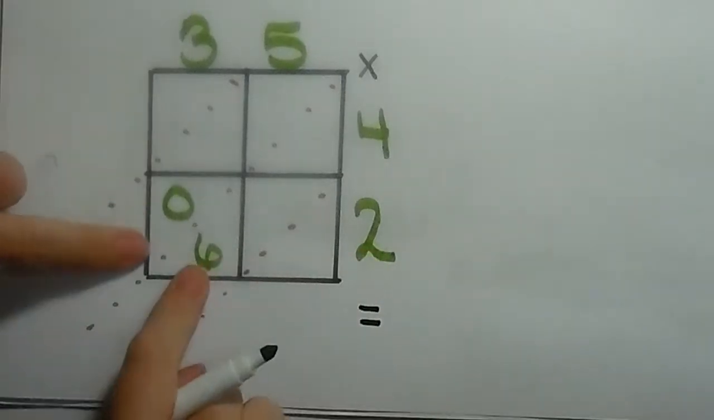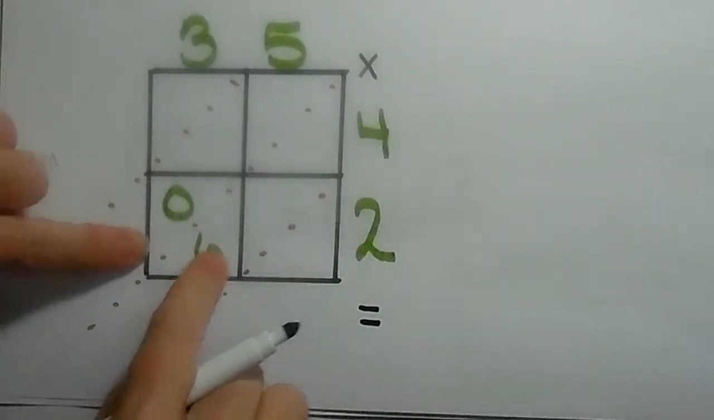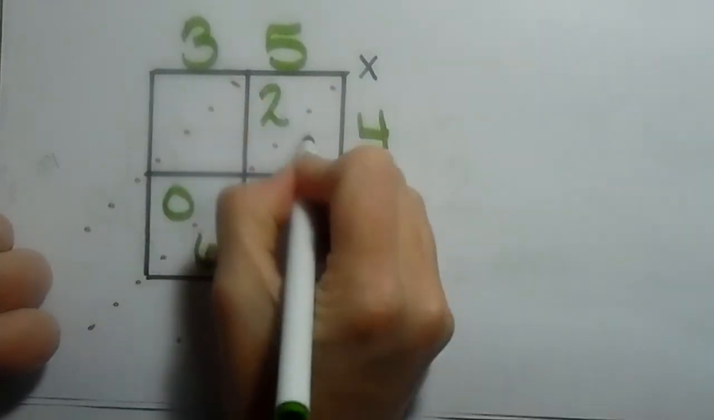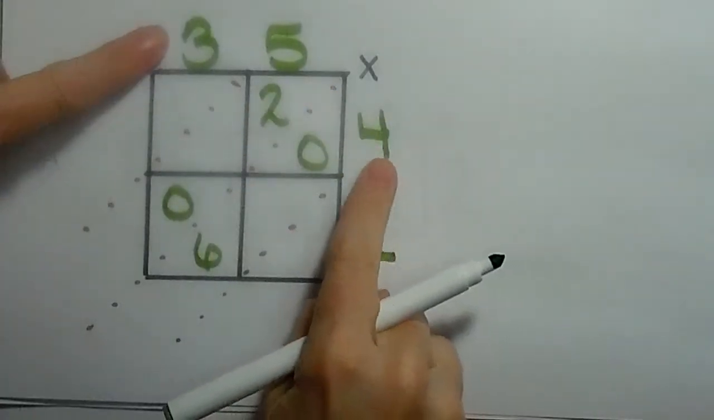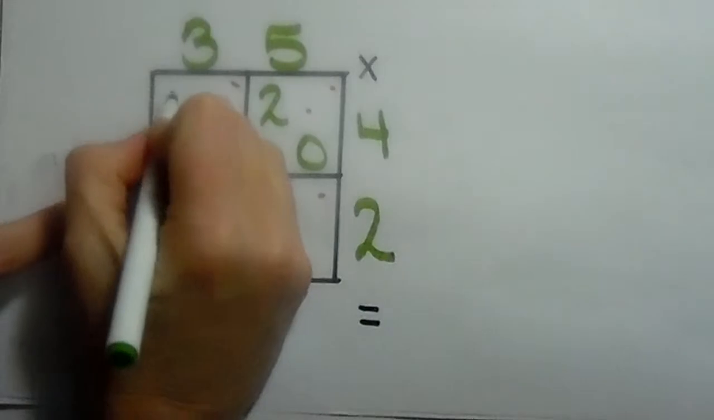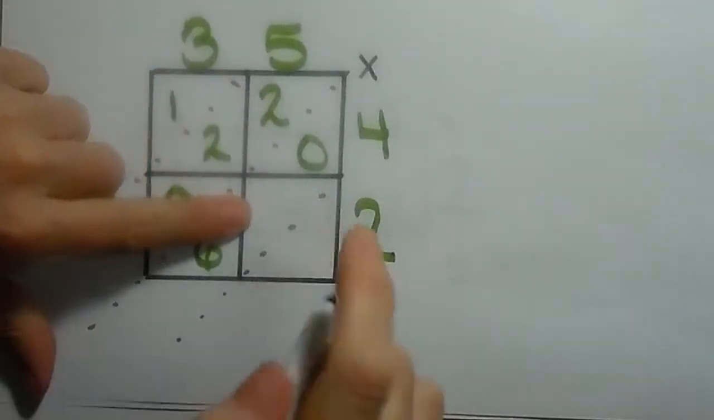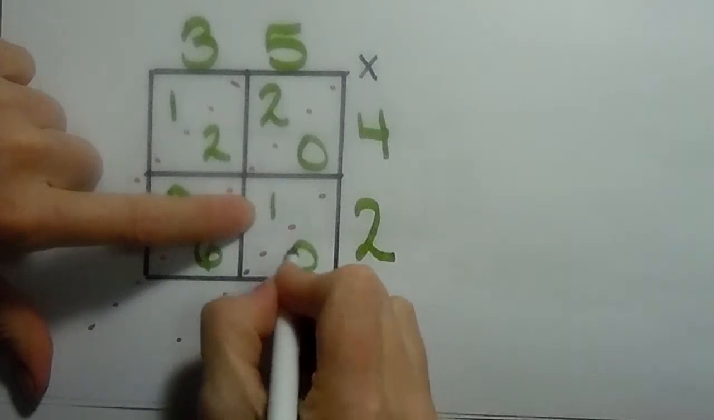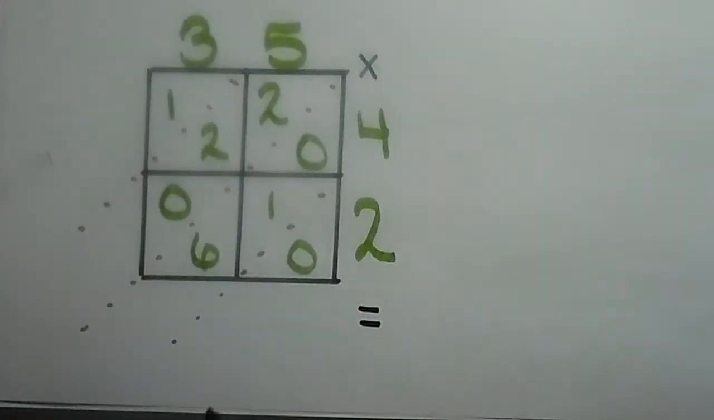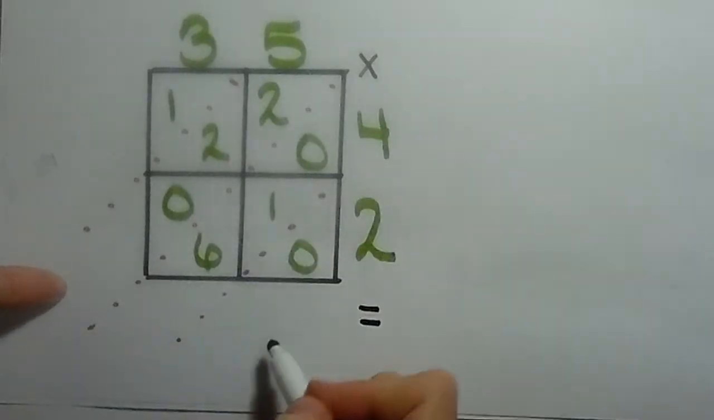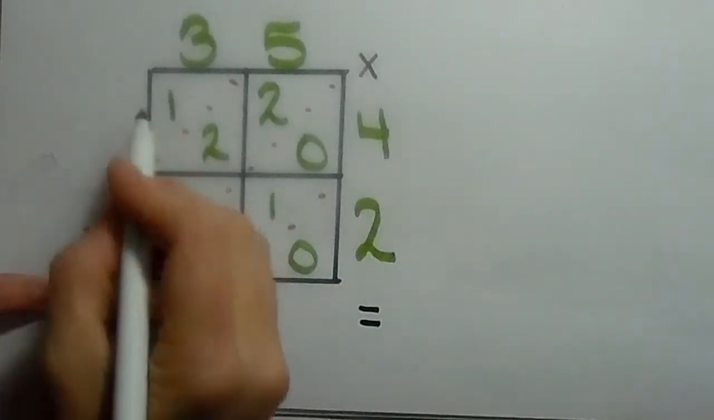So 3 times 2 is 6, 0, 6. 5 times 4 is 20, 2, 0. 4 times 3 is 12. And lastly, 5 times 2 is 10. Now for the addition, it does not matter which order you add in. So I'm going to start here.